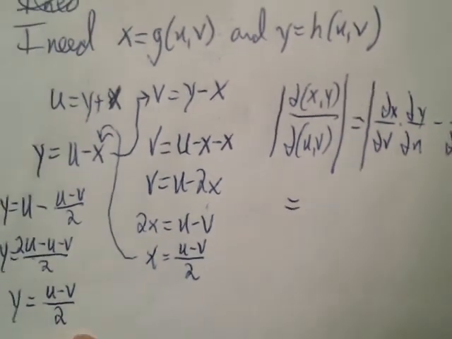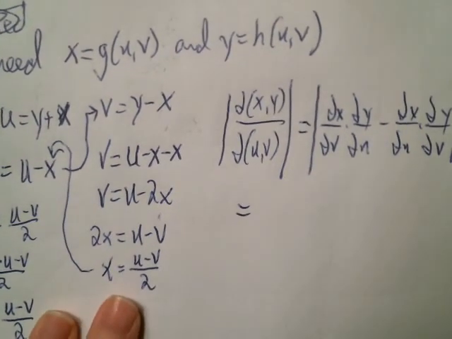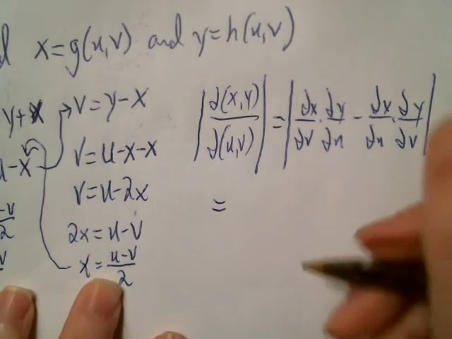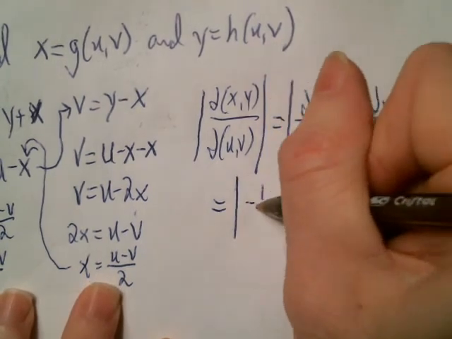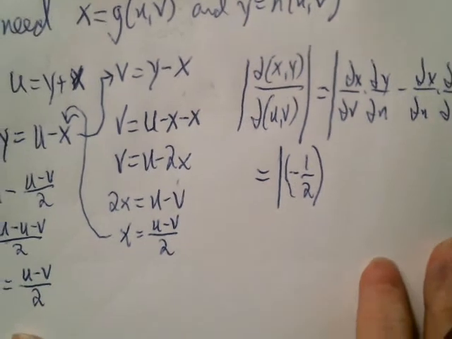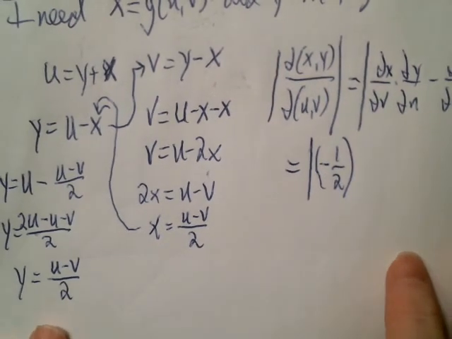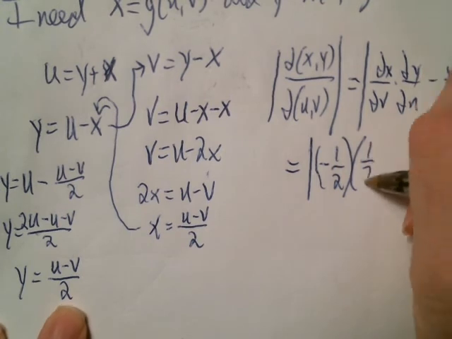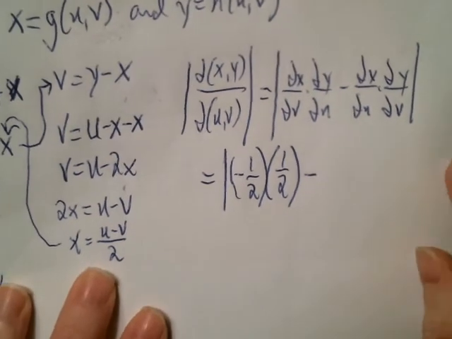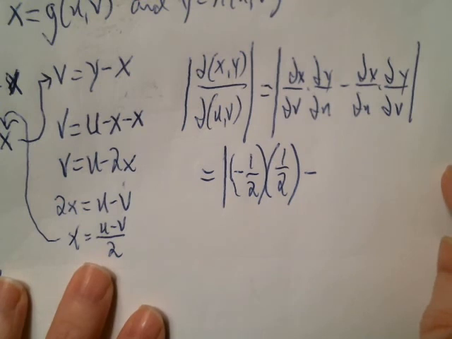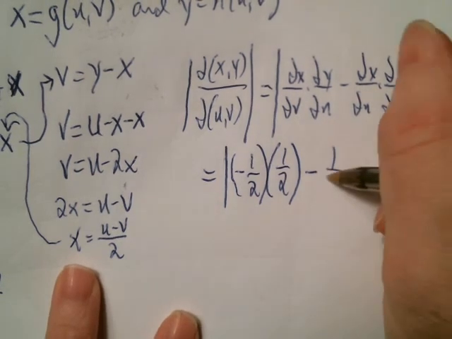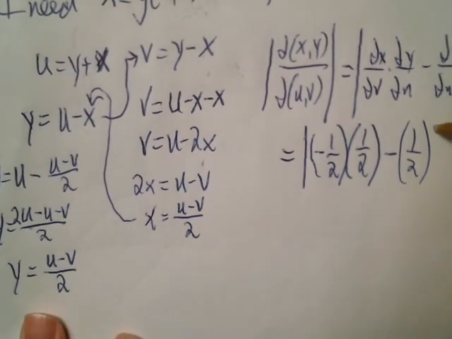So the partial of x with respect to v will just be u over 2 minus v over 2. u over 2 will be 0, minus v over 2 will be minus 1/2. And then the partial of y with respect to u will be, with y as u over 2 plus v over 2, 1/2 plus 0. So 1/2 minus, now the partial of this with respect to u, so it would be positive 1/2. And then the partial of this with respect to v will be negative.